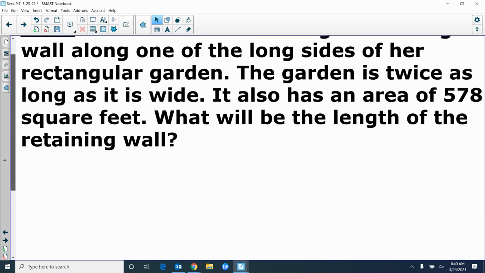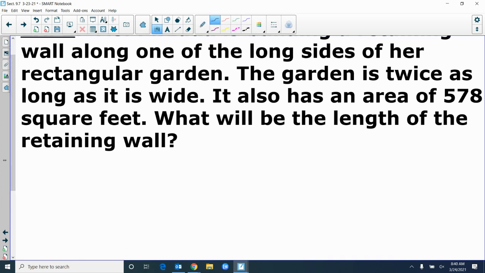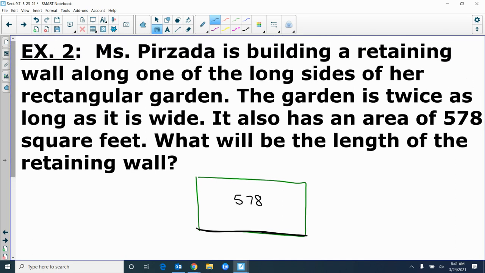So she wants to build the wall on the long side of the garden. Here's her garden. This will be the retaining wall. We need to find that length. The area of the garden is 578. You cannot use x and x for both sides because they're not the same length. What key piece of information did they give us? Okay, Jordan. The garden is twice as long as it is wide.